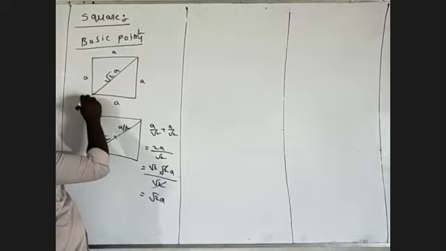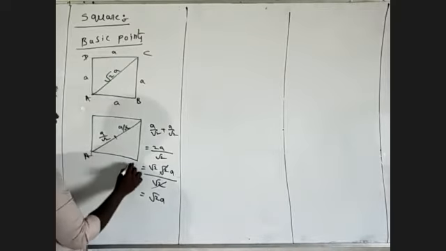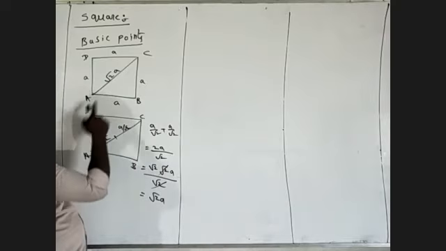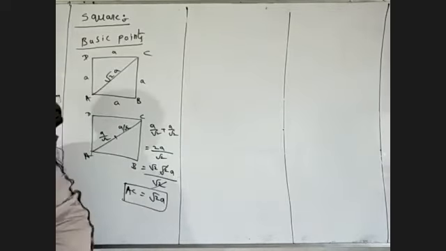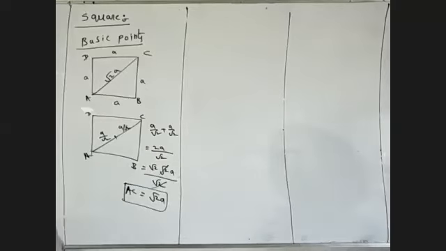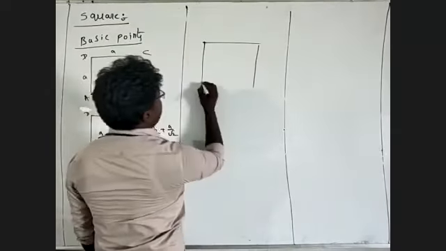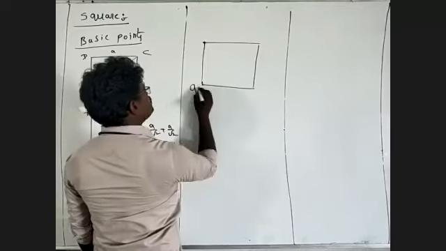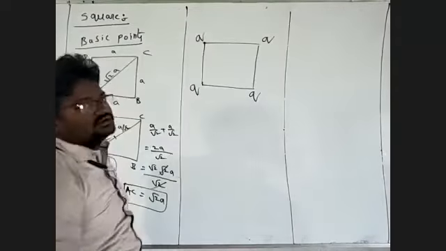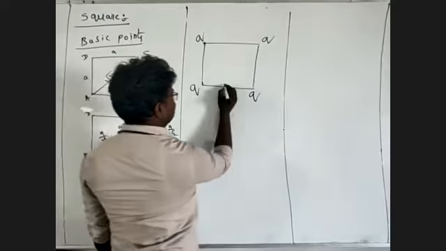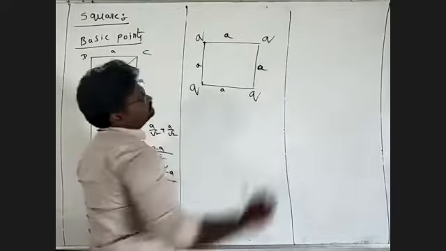That is A, B, C, D. I'm writing the AC value. This is the AC value. This is a basic point. Now, this is a square with charge Q at each corner. This is a Q charge. The distance between charges is A.